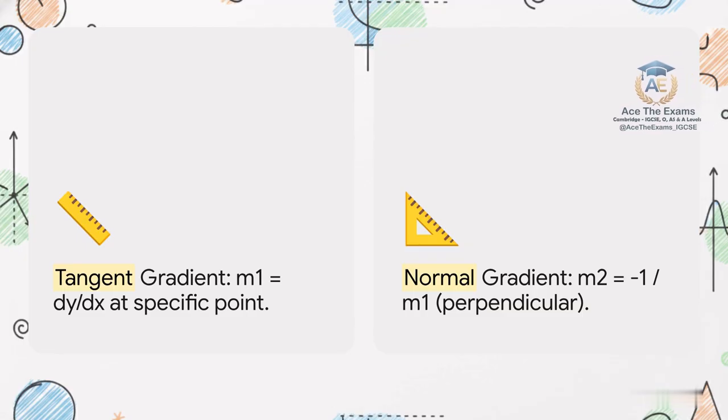The tangent gradient, m1, is simply your dy by dx calculated at that specific coordinate. But your normal gradient, m2, that's the negative reciprocal, -1 divided by m1. Why? Because the normal is mathematically perpendicular to the tangent, and perpendicular gradients always multiply to give -1. Always double check which line the question is actually asking for.